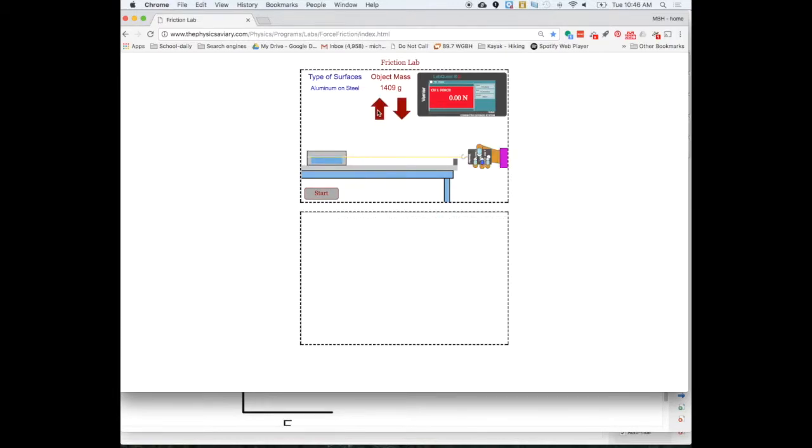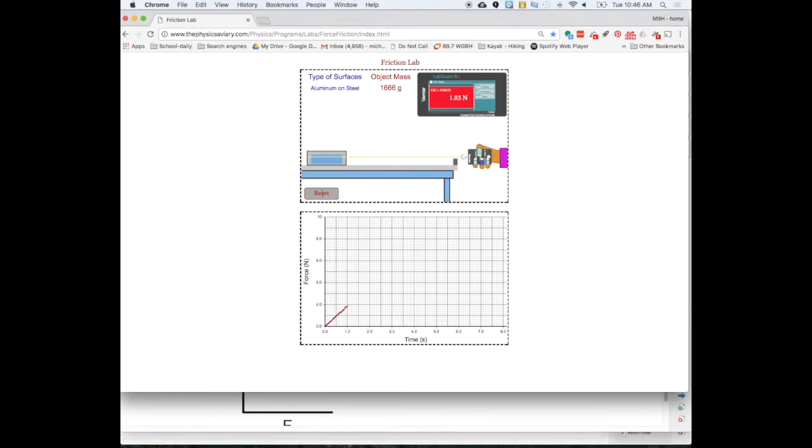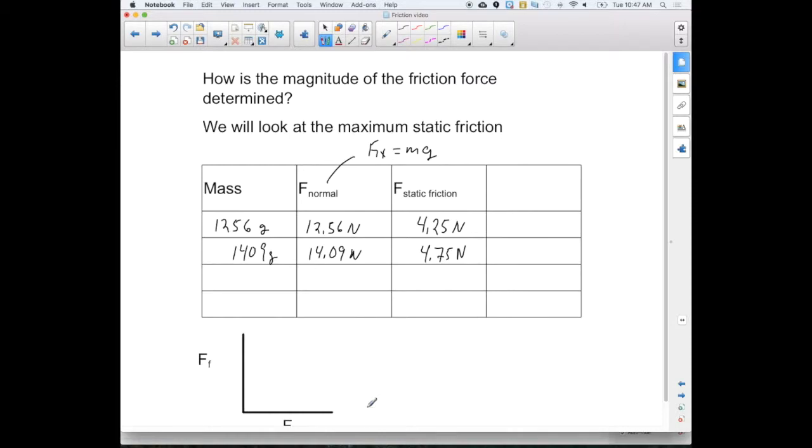Reset. Increase the mass again. 1666. Hit start. And that looks to me to be about 5.5 or so. So 1666 and 5.5. So this is about 5.5. This is 1666 grams, or 16.66 newtons.